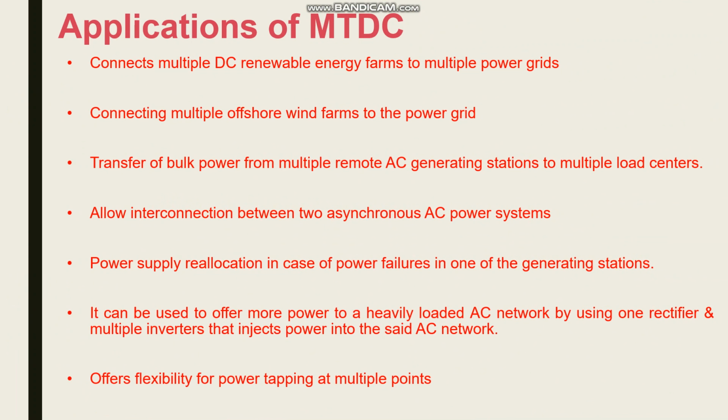Applications of the MTDC system. This multiple terminal DC system connects multiple DC renewable energy farms to multiple power grids. Connecting multiple offshore wind farms to the power grid. This can transfer bulk power from multiple remote AC generating stations to multiple load centers. Allow interconnection between two asynchronous AC power systems. The power supply reallocation in case of power failure in one of the generating stations.